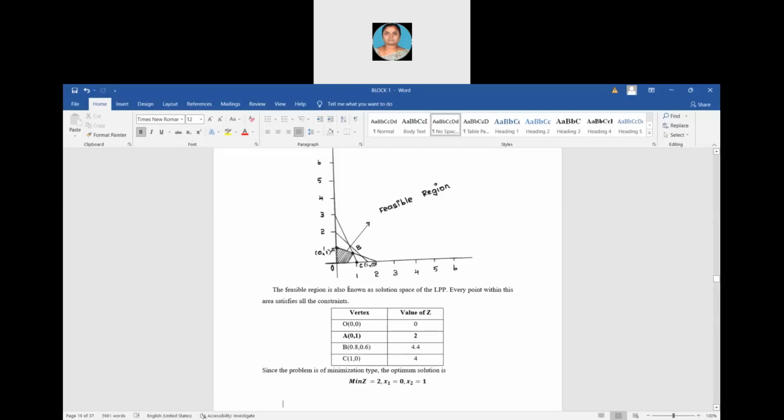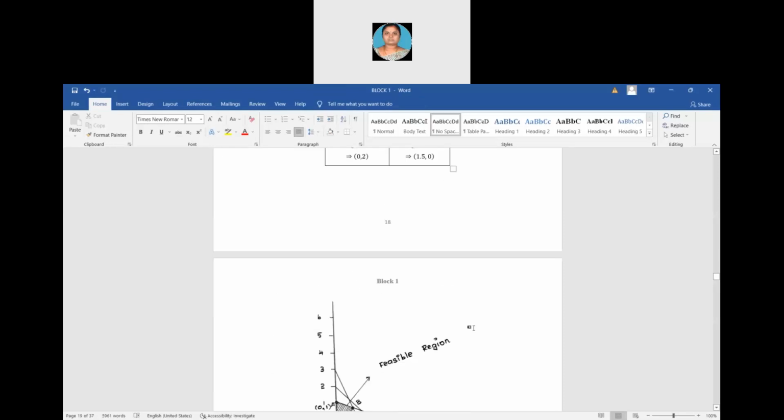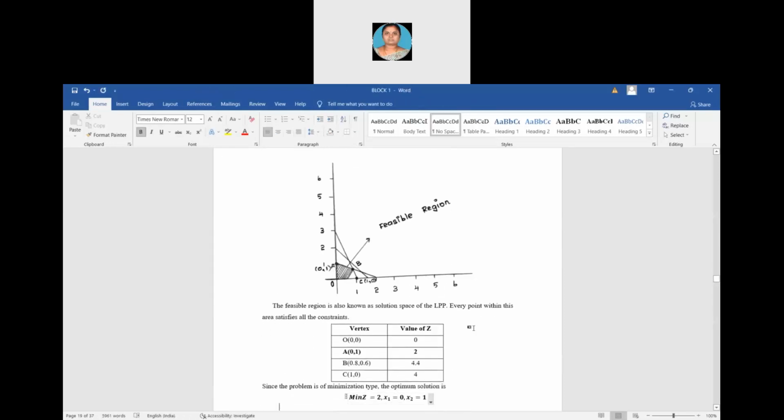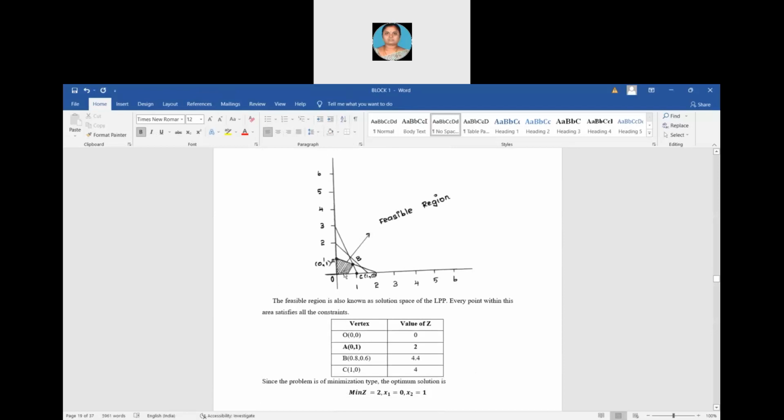So the feasible region is nothing but the solution space, and in the solution space, we are getting all the regions as common. This region is called a feasible region. And in this feasible region, you can see what are all the coordinates we are having. That coordinate we have to take and write it here.